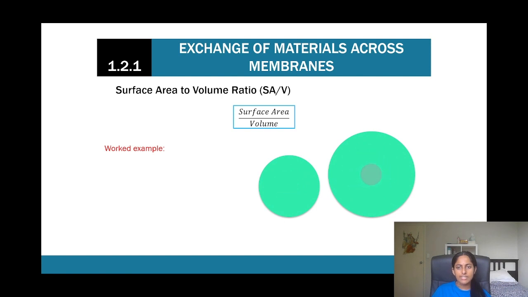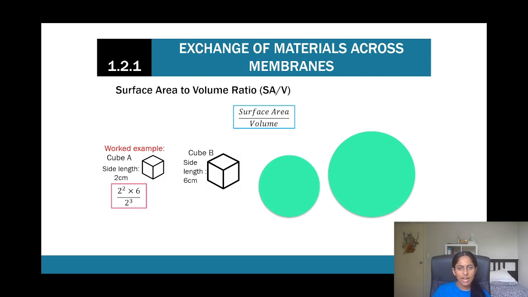And here is an example. You have a cube with 2 centimeters of side length, and cube B is 6 centimeters of side length. If you want to calculate surface area, you add up the area of each side. So for the first cube you do 2 squared times 6 over 2 cubed, and that is 24 over 8, so that's 3.